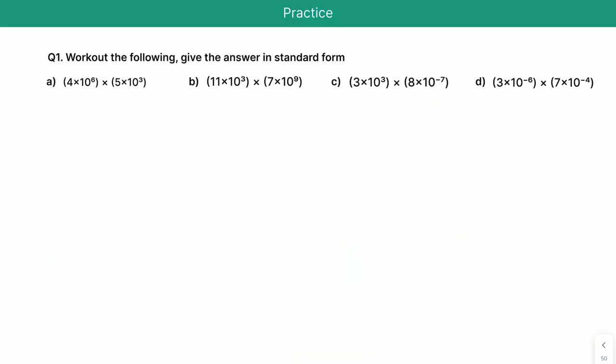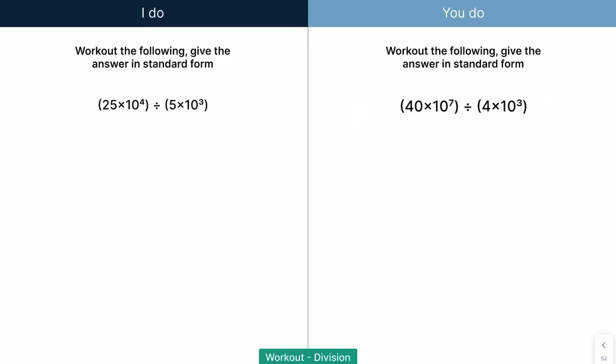So here's some practice questions. Press pause and have a go. Here are the answers. And finally, we are now going to be looking at division. So with division, I tend to write it as a fraction. It makes life a bit easier.